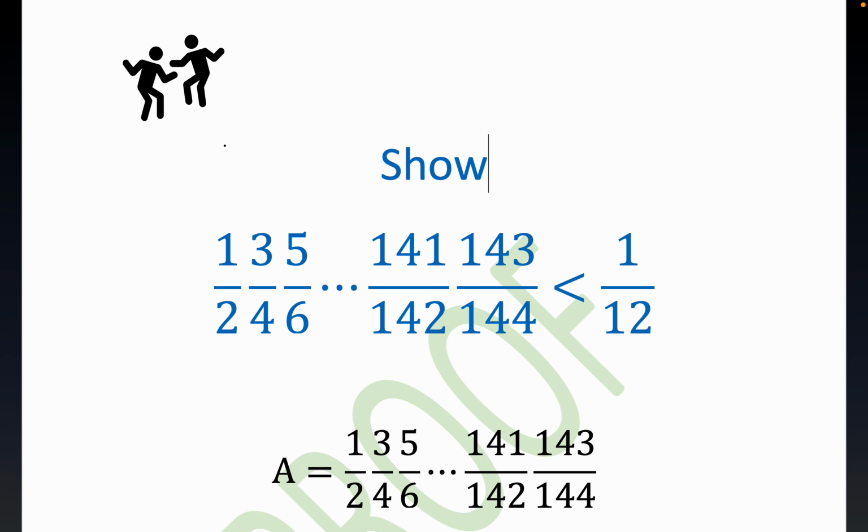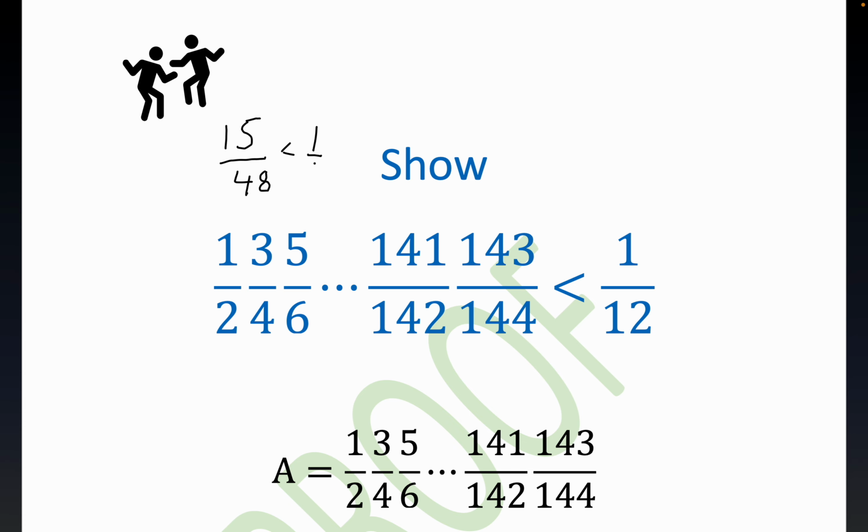We have 72 fractions, each less than 1, and we're trying to show that that product is less than 1/12. Now, this one's slightly misleading to me because if you just take a look at the product of the first three, 1 times 3 times 5 is the 15 you see right here. 2 times 4 times 6 is the 48 you see. So notice this is a number pretty close to 1/3. It's a little bit less than 1/3, right?